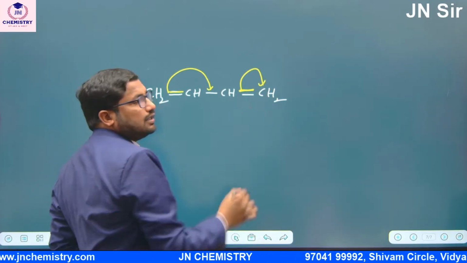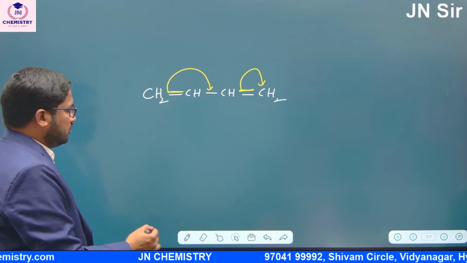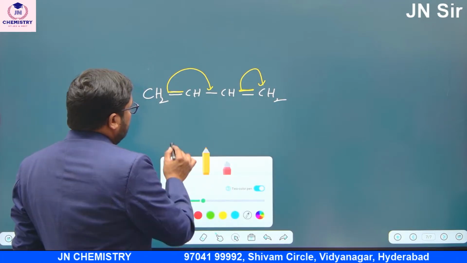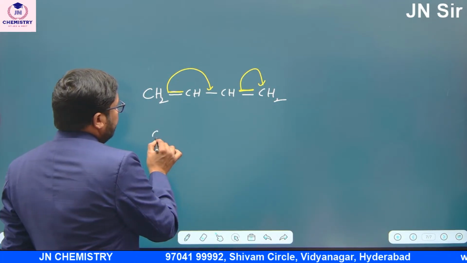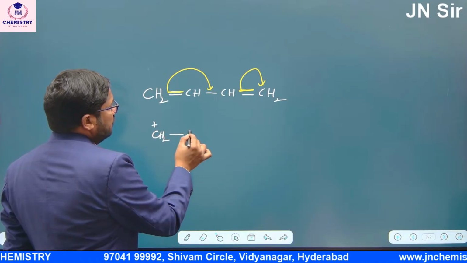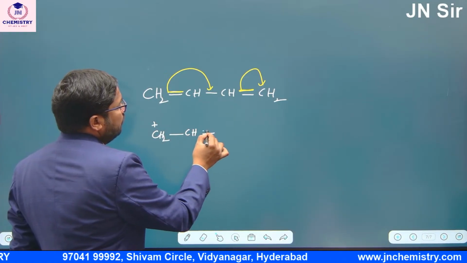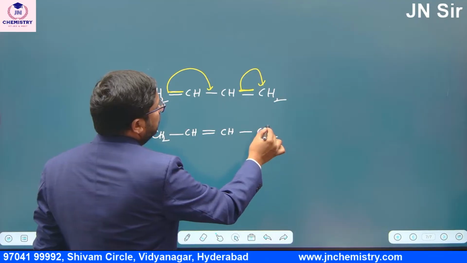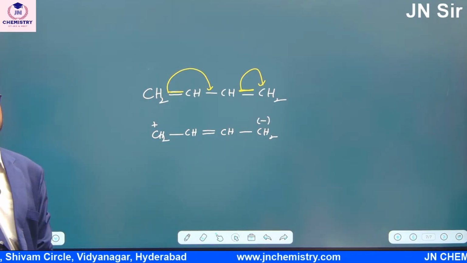This pi electron comes up to here. So what structure can we write? CH2 with a positive charge, CH, double bond, CH, CH2 with a negative charge. First we'll get this structure.